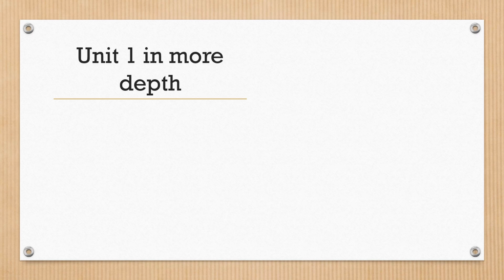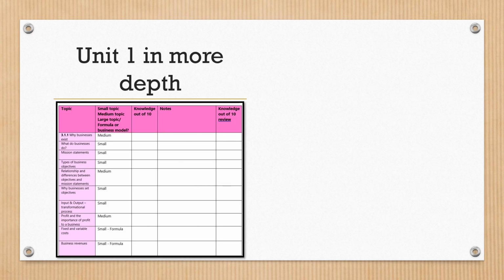So let's just take a look at Unit 1 in a little bit more depth, so we've got full coverage of the topics that we need to know for it. I've created these revision lists with the topics on the left hand side, and then in the next column I've said whether I believe it to be a small, medium or large topic, or whether it's got a formula in there, or if it's a particular business model. The reason why I've done that is just to help you identify how much time you should really spend on it.